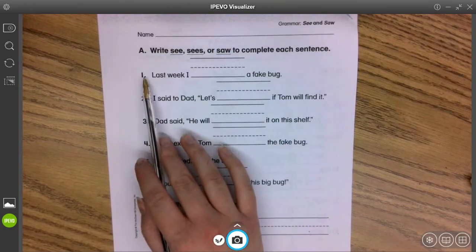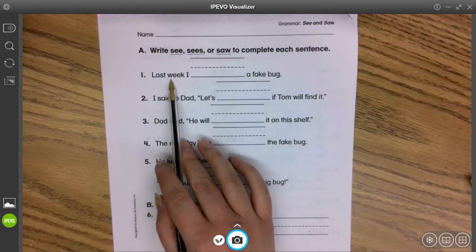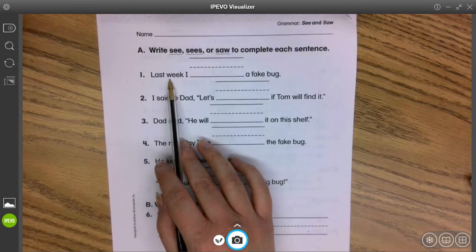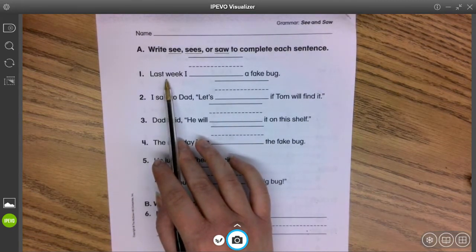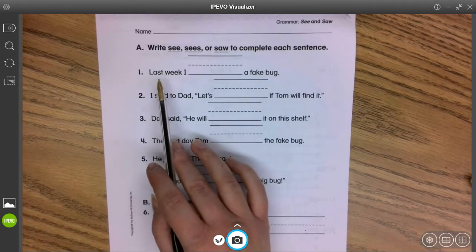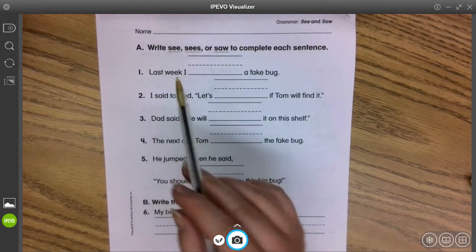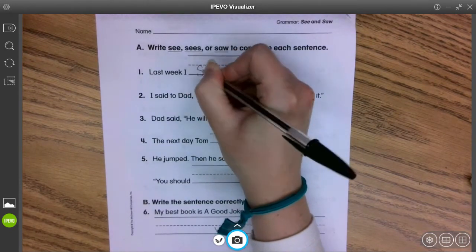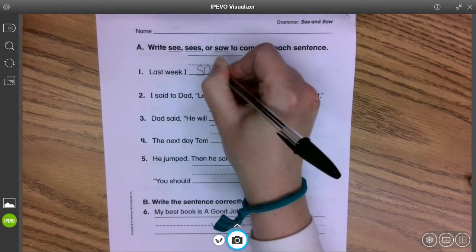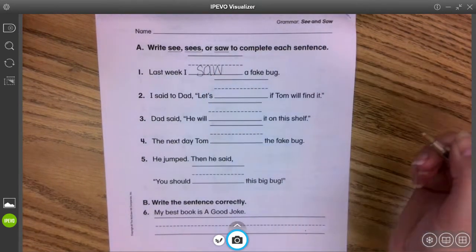Okay, so number one, last week, right away I know which one I'm going to use because last week is in the past. That's right. Okay, so last week I saw. We know right away because it's in the past. I saw a fake bug.